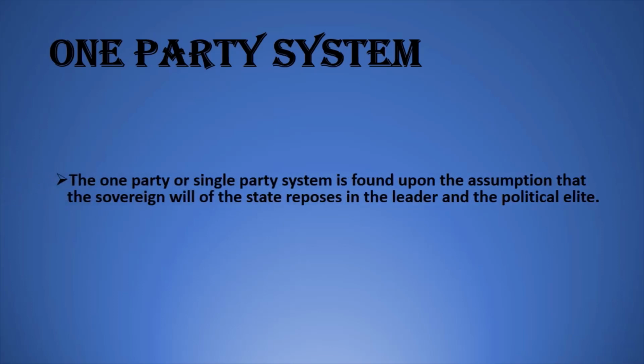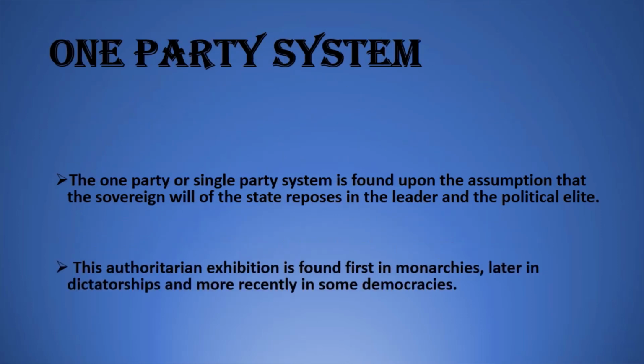Let us now unpack all the party systems we've mentioned above in this video tutorial. On our first list, we have the one-party system. The one-party system is founded upon the assumption that the sovereign will of the people of the state reposes in the leader and the political elite. This authoritarian exhibition is found first in monarchies, later in dictatorships, and more recently in democracies.